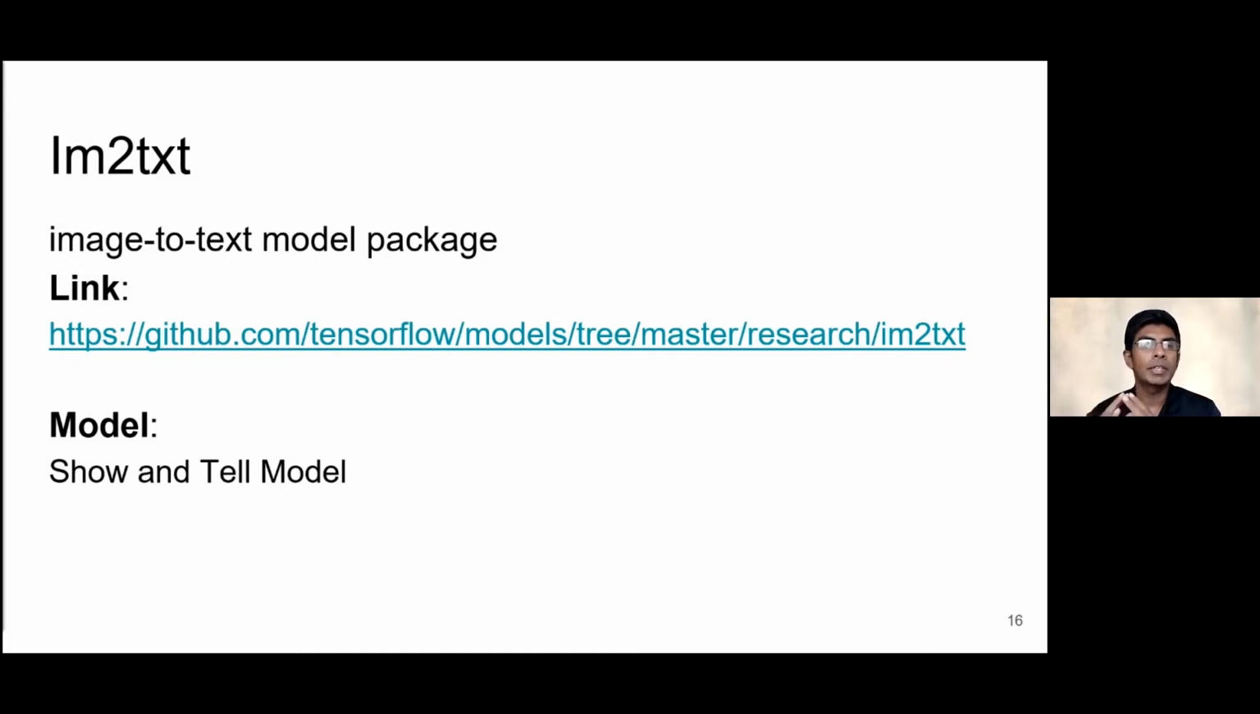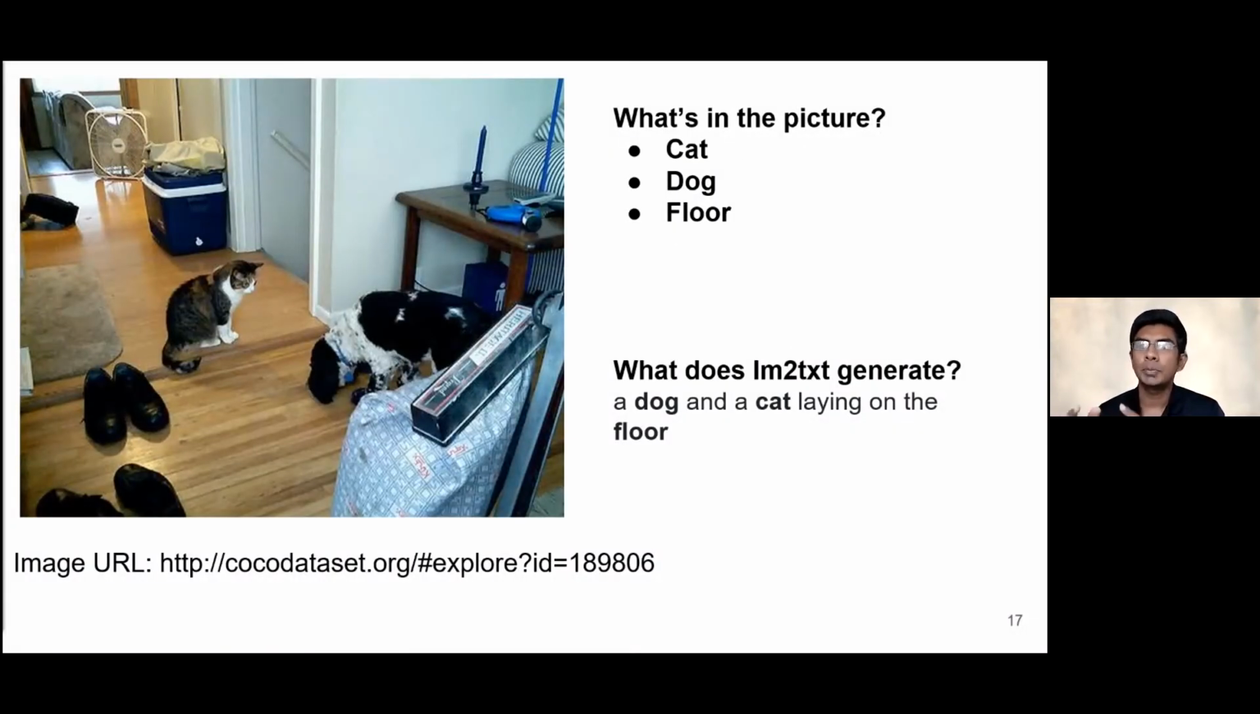This is a show and tell model. So what does that mean? So what's in this picture? In this picture, we can see that there's a cat and there's a puppy or a dog and a wooden floor. So what caption would the IM2 text generate for this image? It will identify the objects first, the cat, the dog, and the wooden floor. Then it will generate a complete sentence: a dog and a cat lying on the floor. So that will be the output.